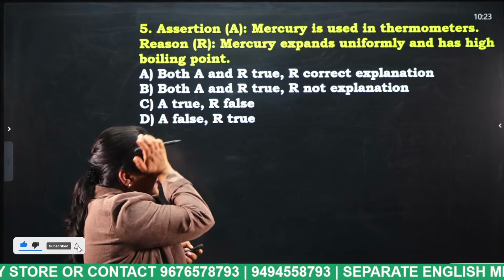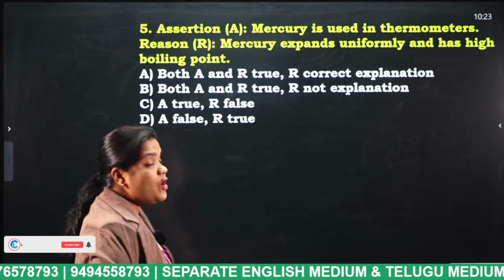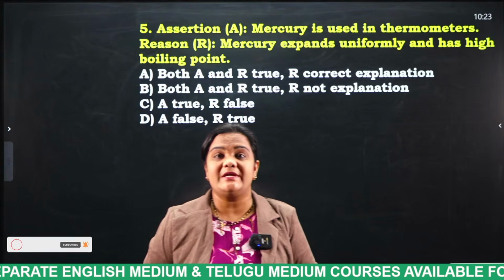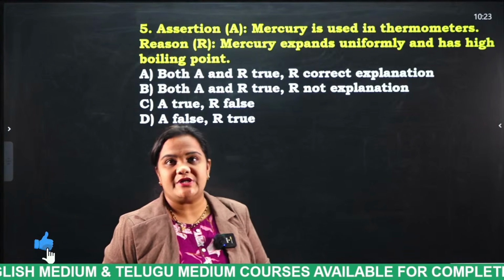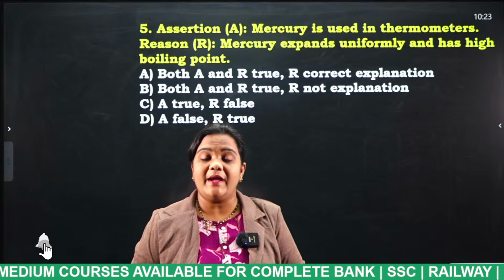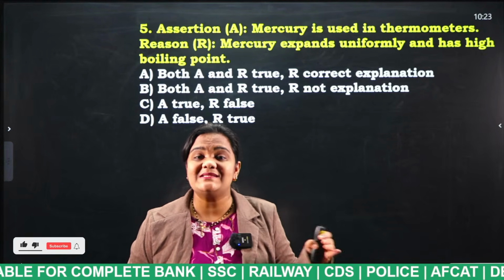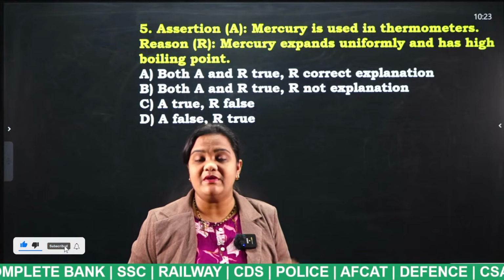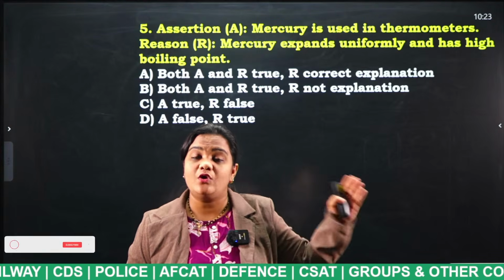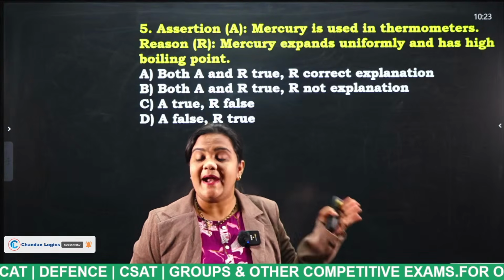Mercury is used in thermometers. Reason: mercury expands uniformly and has a high boiling point. Do you all know the boiling point of mercury, students? Tell me. This is an easy question, right? Now I am going to raise two more questions regarding mercury. You all know that mercury is the only metal which exists as a liquid at room temperature. I have said this almost 20 to 50 times.